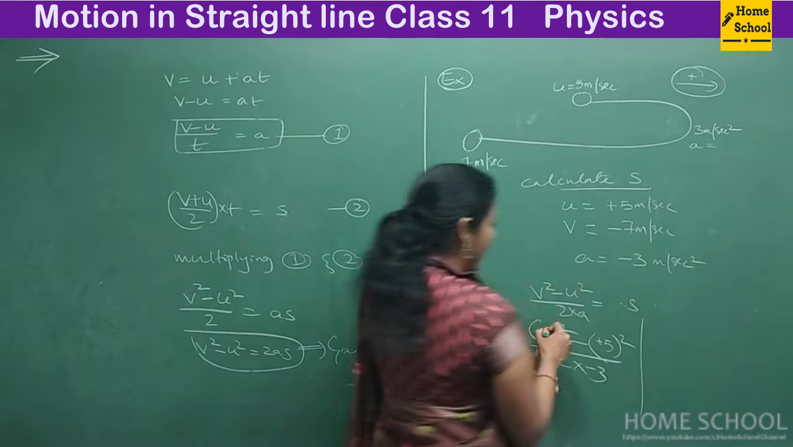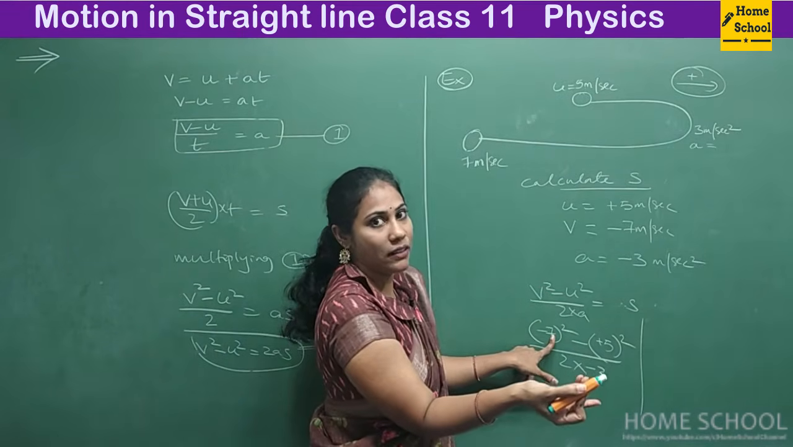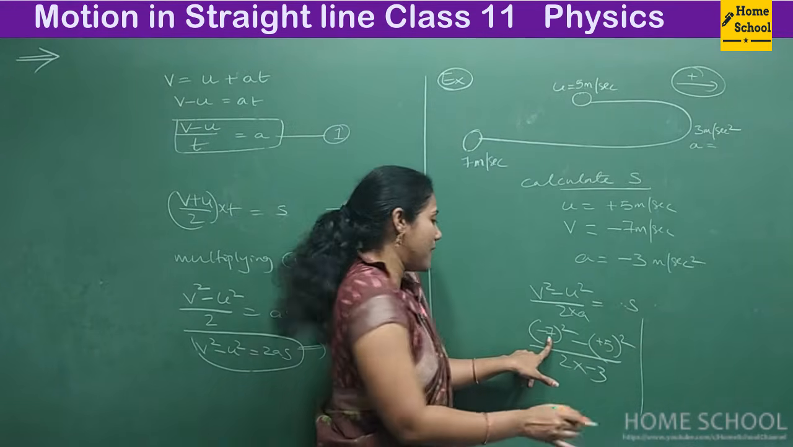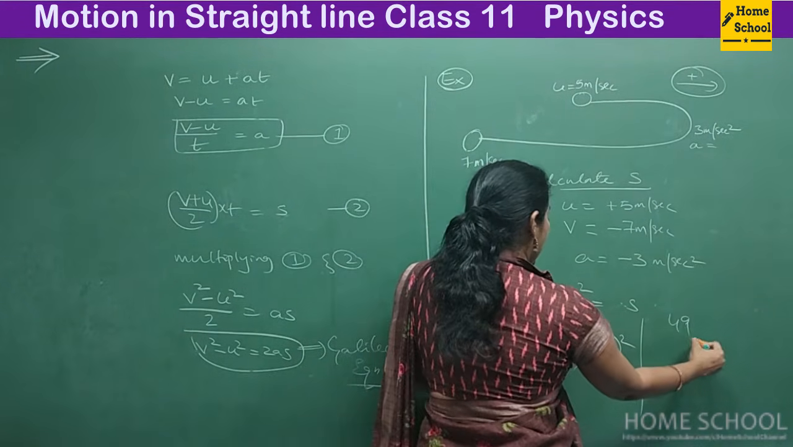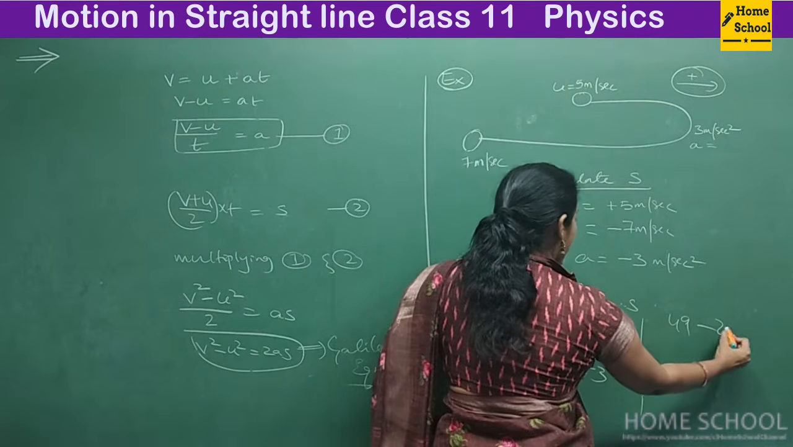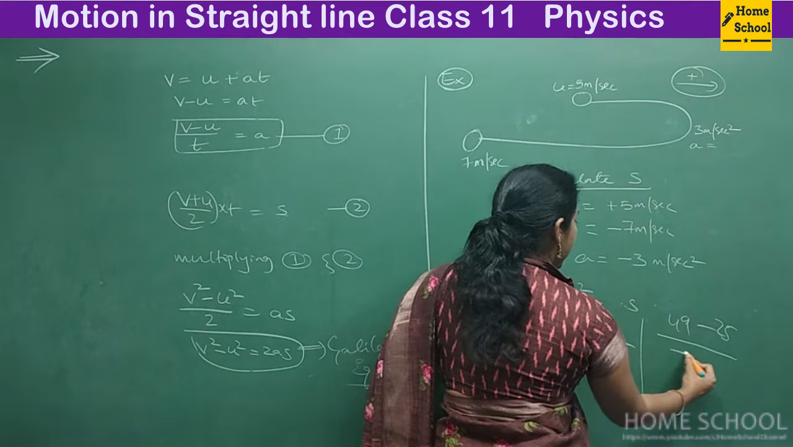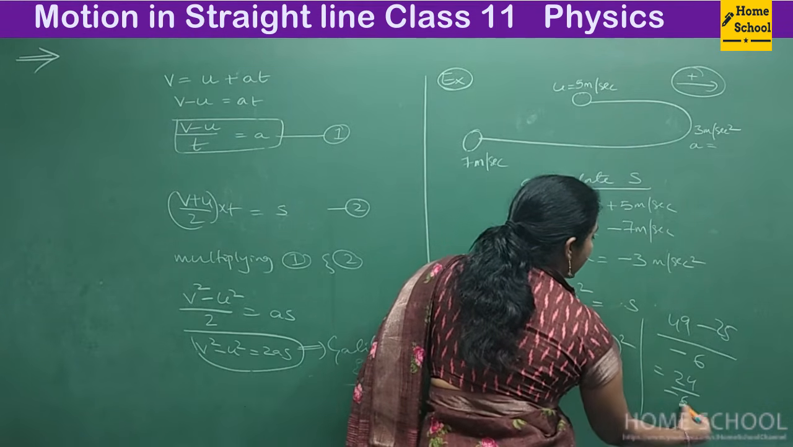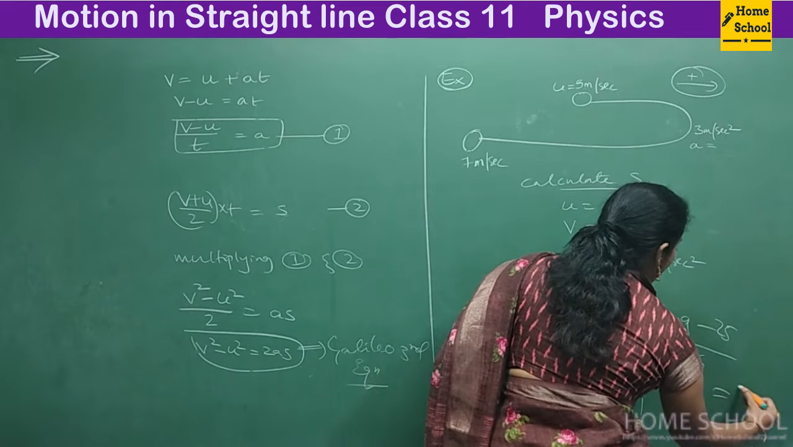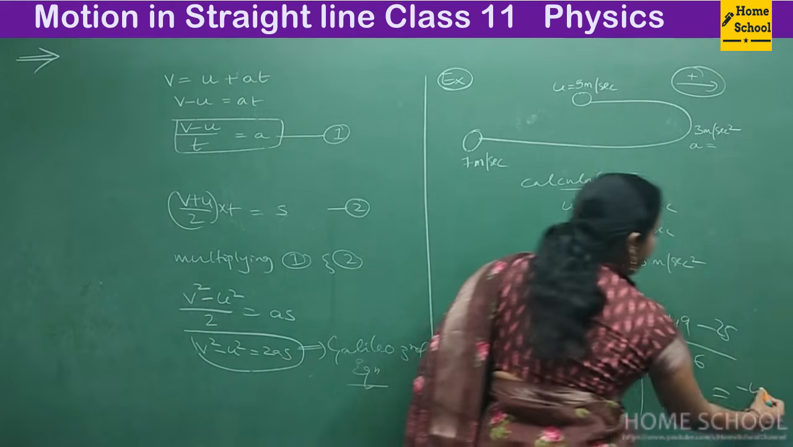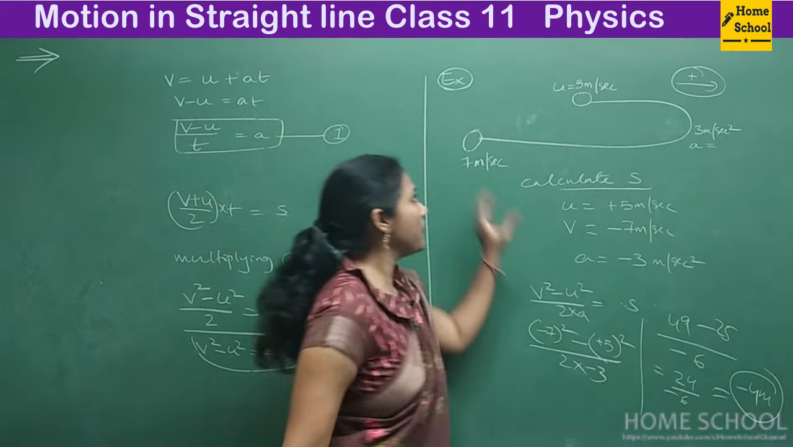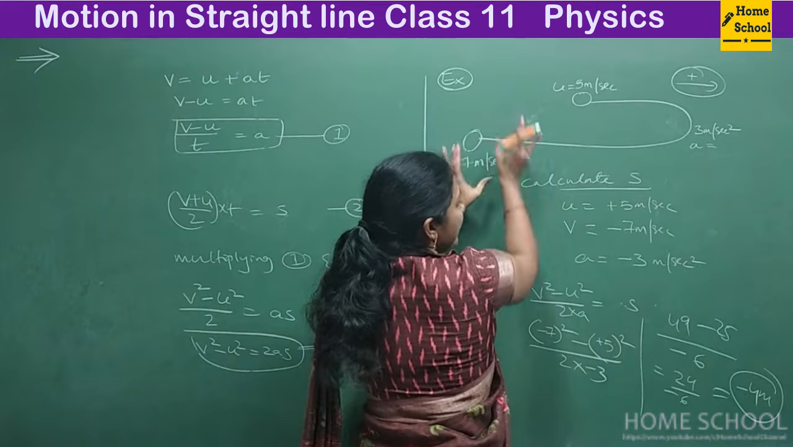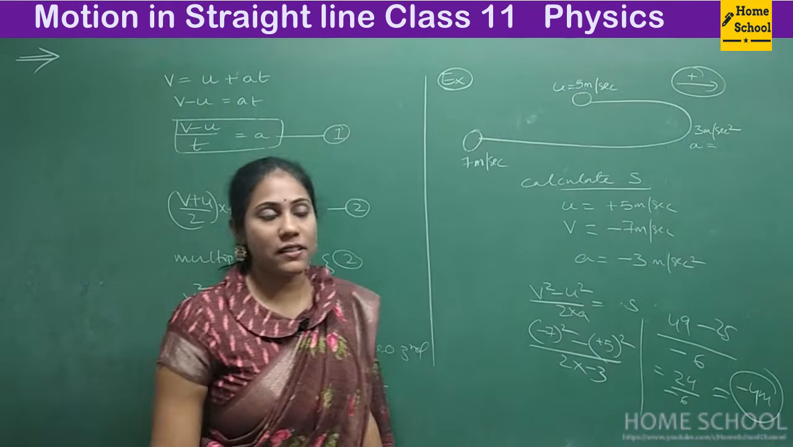So what do you get? 7 square, minus 7 into minus 7, right? So this would become plus. Minus into minus, how much? It's plus. So 7 square is 49, minus 5 square is 25, divided by 2 into minus 3, that is minus 6. So you get 24 by minus 6, that is equal to minus 4 meters. So the displacement is minus 4 meters.